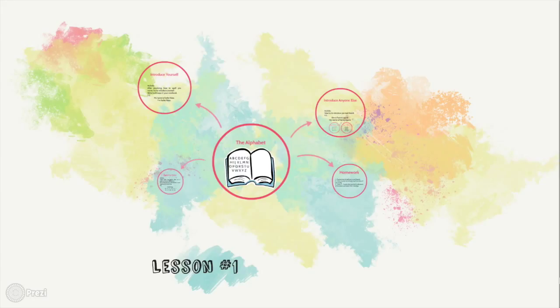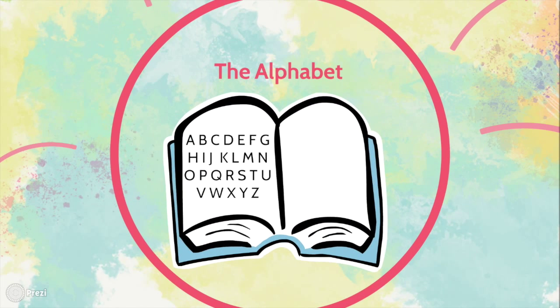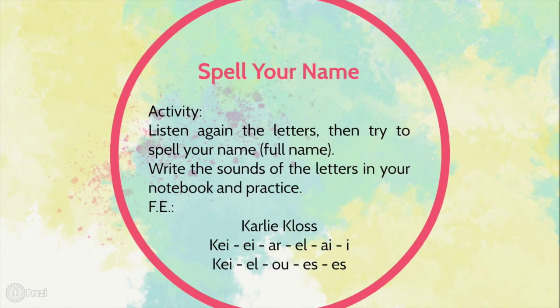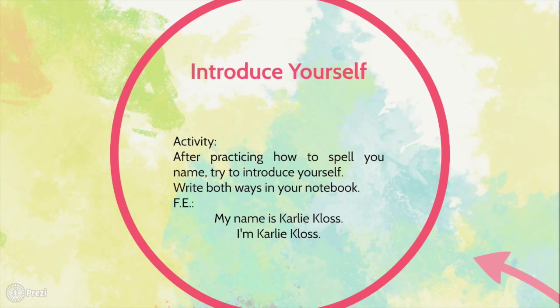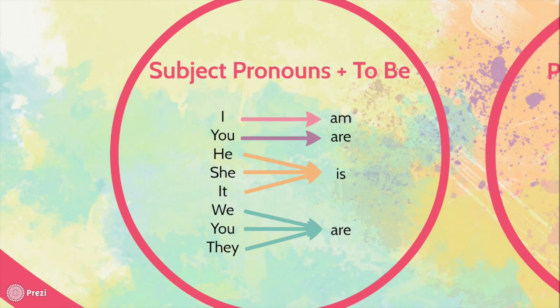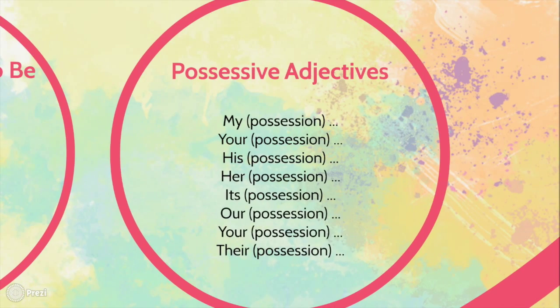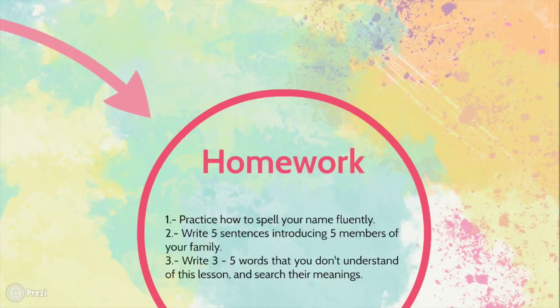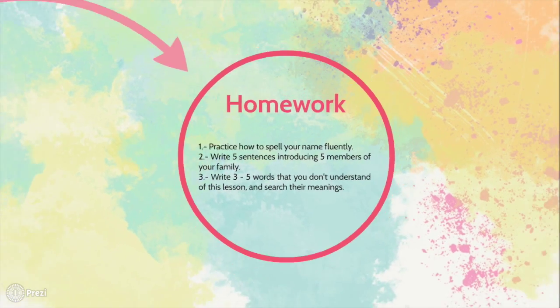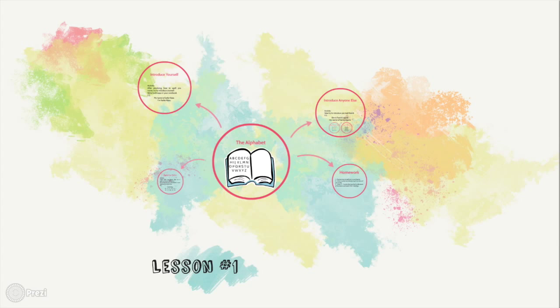In this lesson, we are going to learn the alphabet, el alfabeto. How to spell your name, cómo deletrear tu nombre. How to introduce yourself, cómo presentarse a sí mismo. How to introduce anyone else, cómo presentar a alguien más. Subject pronouns plus verb to be. Pronombres personales más el verbo to be. Possessive pronouns, pronombres posesivos. And we are going to have a little homework. Y vamos a tener una pequeña tarea. So we're going to start right now with the alphabet.